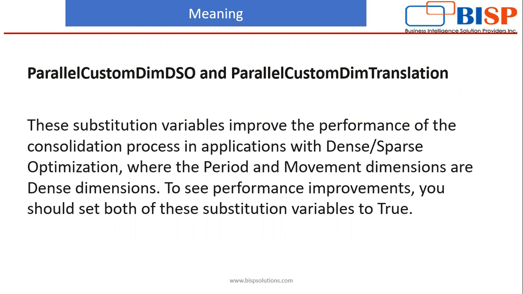Whenever you set these substitution variables as true and set the console operator, it will decrease the normal consolidation time. When you enable this variable as true, it will reduce your consolidation time to a very great extent, and also the translation time when you run the translation rule, which is very beneficial in terms of time saving. We will see how to perform these steps in the application.